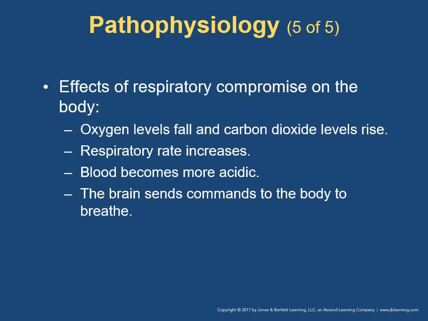The effects of respiratory compromise on the body: oxygen levels throughout the body fall and carbon dioxide levels rise. The brain detects an increase in carbon dioxide levels. The body then increases its respiratory rate in an attempt to return the carbon dioxide levels to normal. If increased respiratory rate does not occur or is not effective in returning the carbon dioxide levels to normal, then the blood will become more acidic. Similarly, blood oxygen levels will begin to fall, and this will cause the brain to issue further commands to breathe.